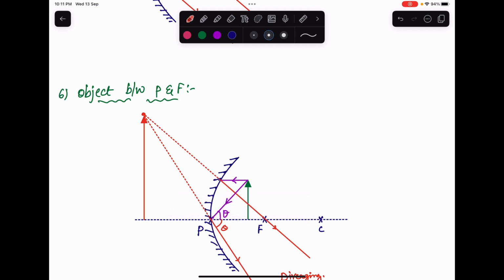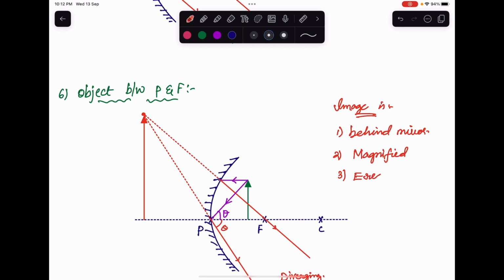So this is your image, and now we can say the characteristics of the image. The image is formed behind the mirror. Very good. You can see the object size and image size, the image is much bigger, right? So we can say this is a magnified image. And as you said correctly, it is an erect image, because it is above the principal axis. And fourth, the image is formed by extending the reflected rays back, so this is a virtual image.